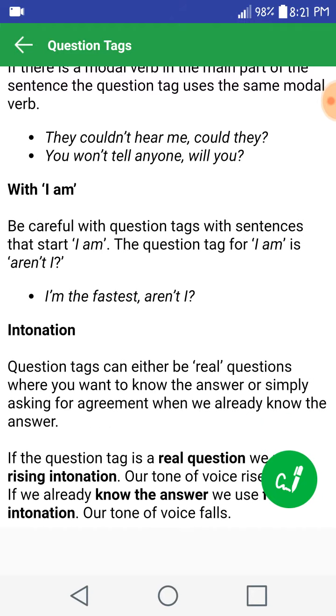Now we have the case with I'm. Be careful with question tags with sentences that start with I'm. The question tag for I'm is aren't I? I'm the fastest, aren't I?